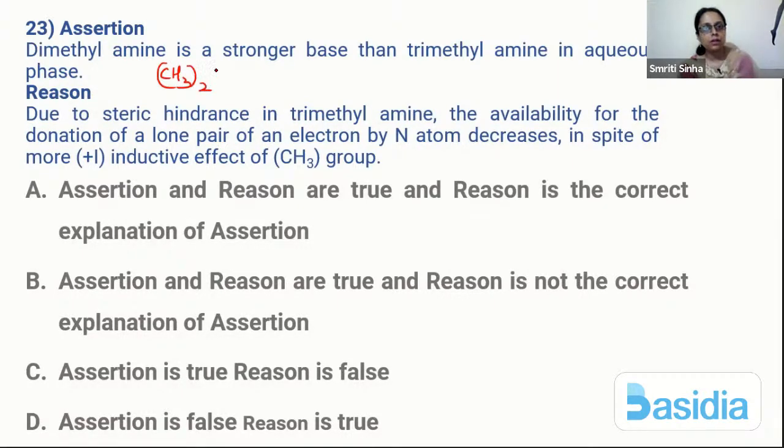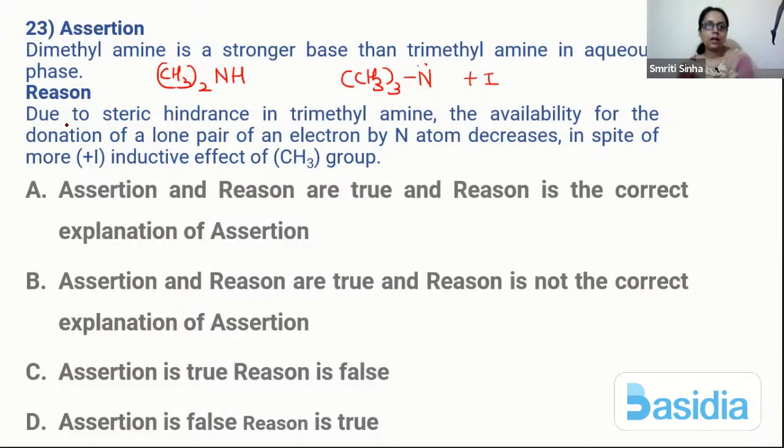So dimethylamine is a stronger base than trimethylamine. This is trimethylamine. So correct, dimethylamine is the stronger base than trimethylamine. Now you will say that the plus I effect is more in trimethylamine, so this should be a strong base, not the dimethylamine. But the thing is, here there is a steric problem, and due to the steric problem, the trimethylamine becomes a weaker base than dimethylamine.